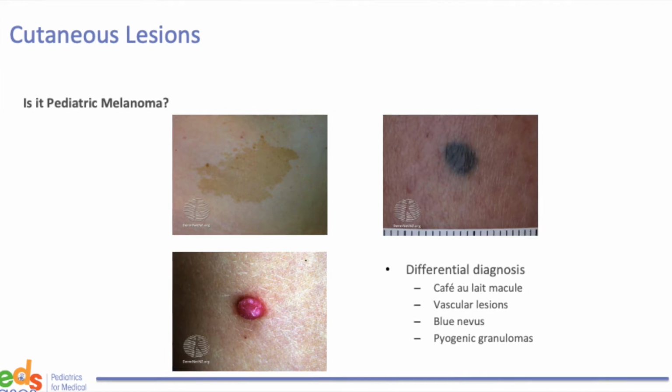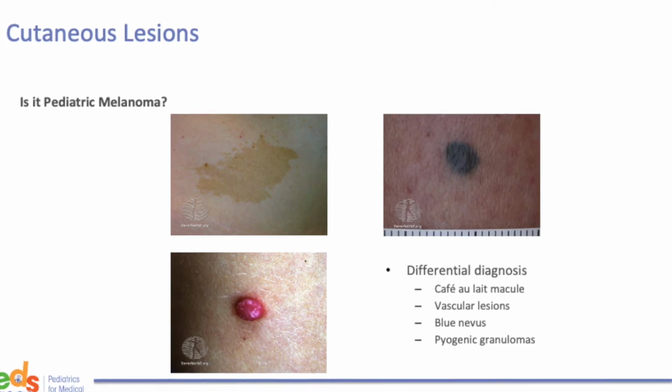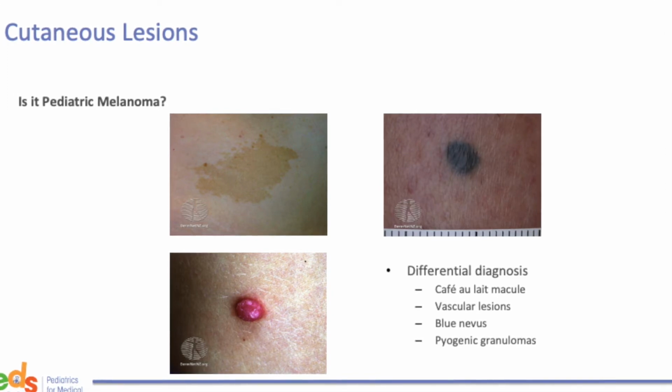Pyogenic granuloma, also known as lobular capillary hemangioma, is an acquired vascular tumor of the skin and mucous membranes that can bleed, simulating amelanotic melanoma. They typically present as a bright red to bright brown, raised, slightly pedunculated or sessile papular nodule.